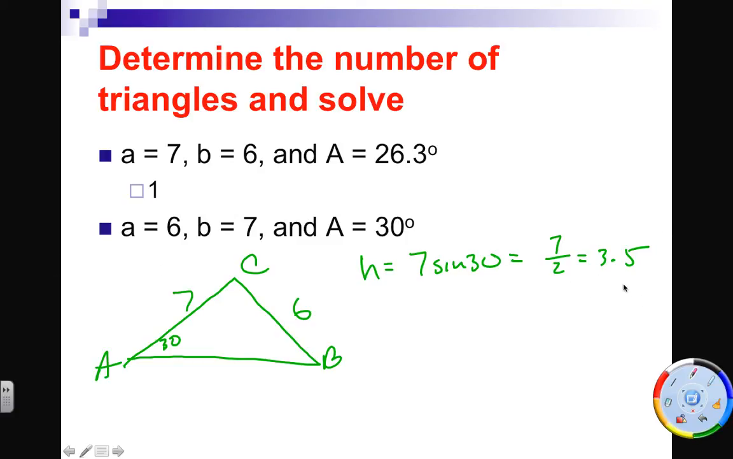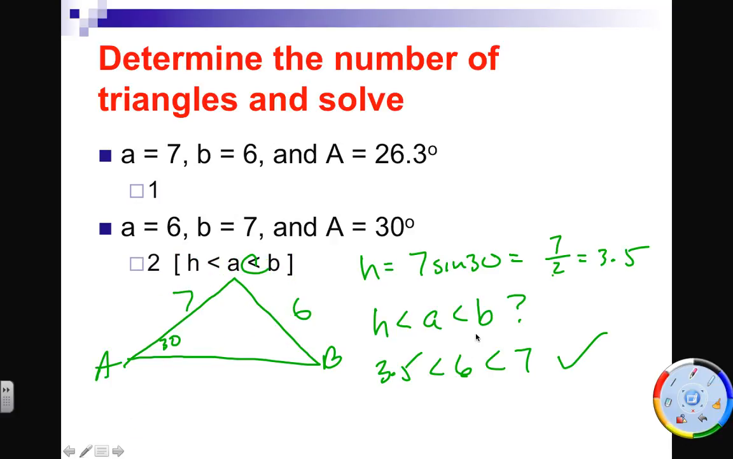Is a smaller than h? No, that means there's at least one triangle. There's either one or two, so we've got to figure this out. Does a equal h? No. Is a bigger than b? No. Oh, that kind of looks like it's going to be a 2-triangle problem. Well, let's think about that. Is h less than a, which is less than b? 3.5 less than 6 less than 7. That's a true statement. That means there are 2 triangles. Now I'm going to solve this triangle on the next page, so we're going to come back to this problem in a moment. But finding that there were 2 triangles was really an important piece, the first important piece.